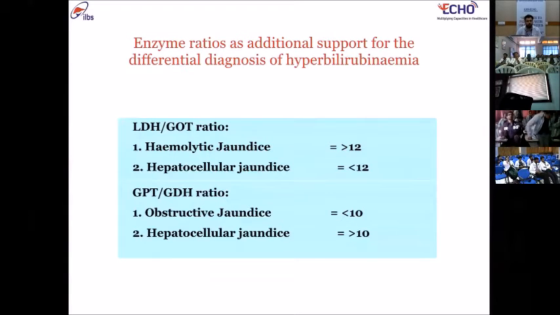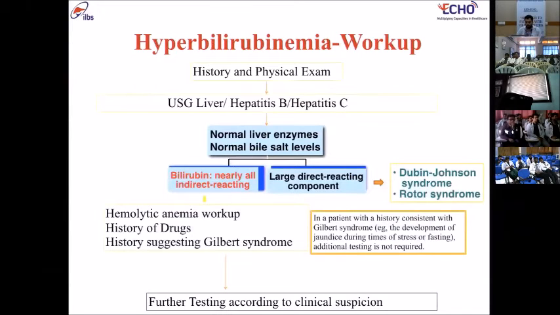The LDH to SGOT ratio is usually less than 12, and PT level versus the glutamyl dehydrogenase level in obstructive jaundice will be less than 10, and if it is hepatocellular, then it is greater than 10. To work up the isolated elevation, it will require a liver biopsy. In the viral markers, basically ruling in the normal liver enzymes and the normal bile salt level.